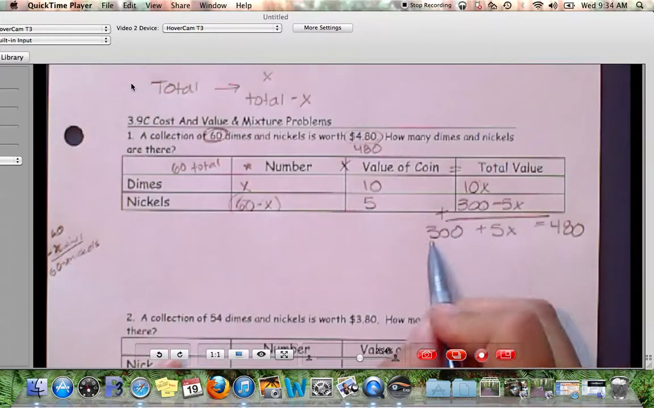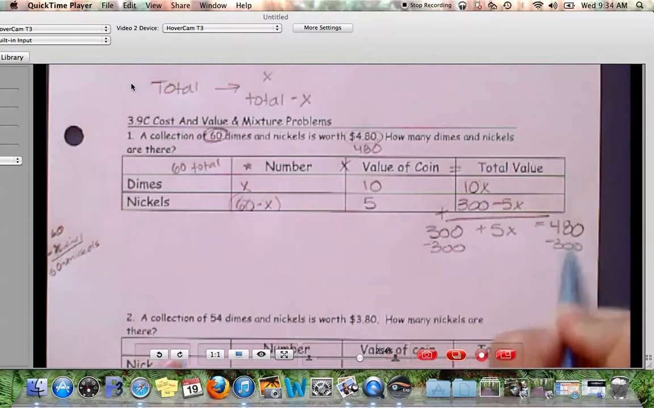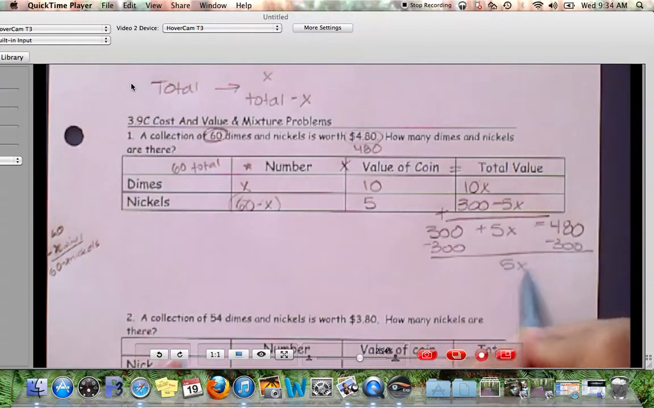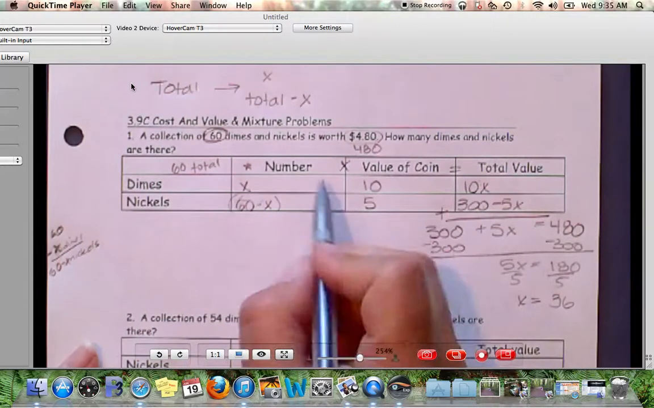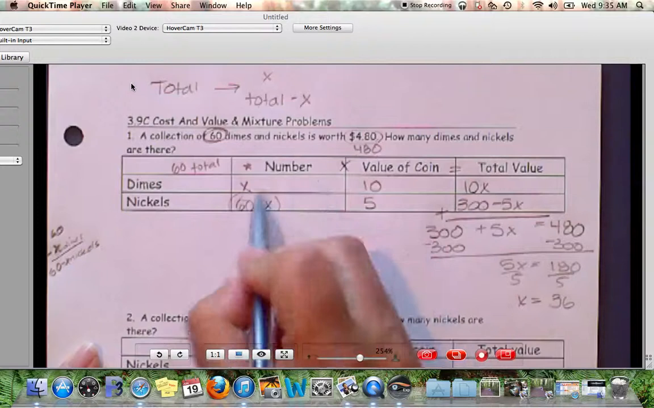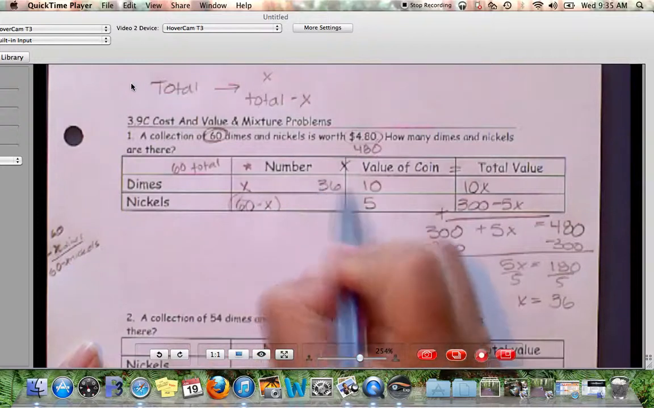Start solving. Undo your addition and subtraction. So 300, subtract that. We get 5x equals 180. Then divide by 5, and we get x equals 36. Once you know what x is, remember, go back up and fill it in everywhere you see an x in the chart. X is 36.